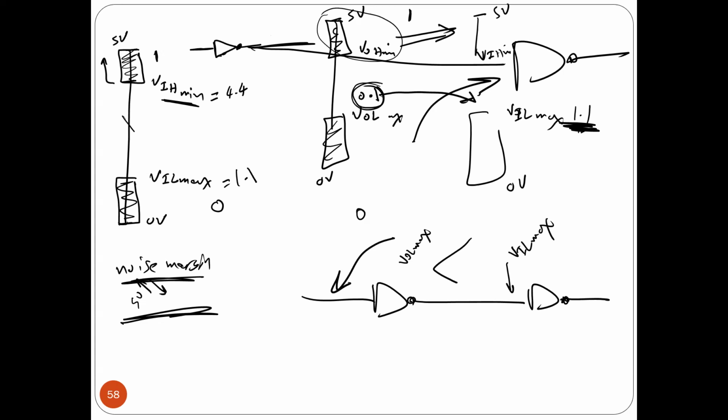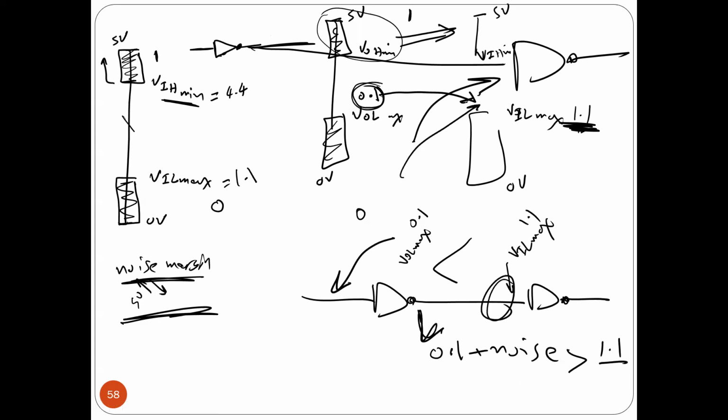Okay. So if I take just some numbers, this 1.1, just any numbers. So if 0.1 plus noise is less than 1.1, we're okay. Less than or equal, we're okay. The problem happens when it actually becomes greater, because here the output is low, but the next gate takes it as an undefined input. So now it became this area. So what happens, originally I was here, but the noise jumped it up, and then the problem.